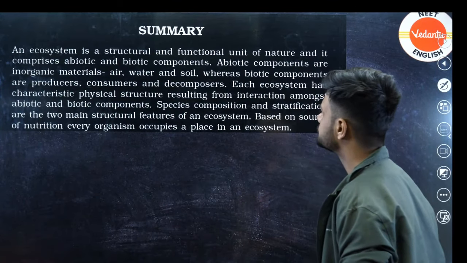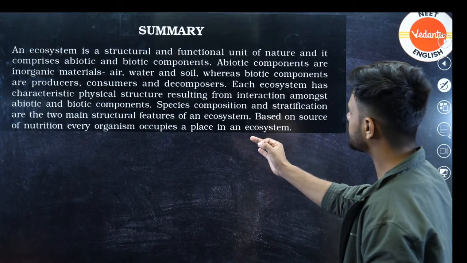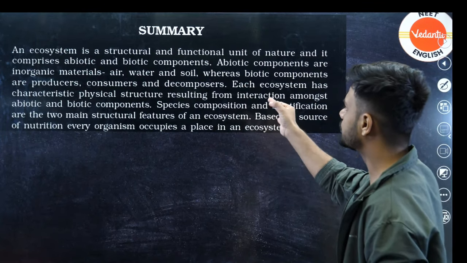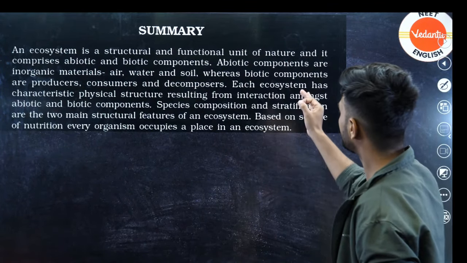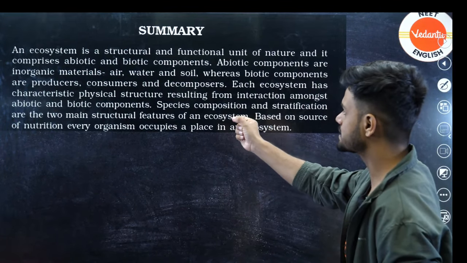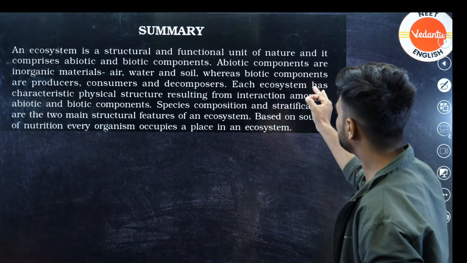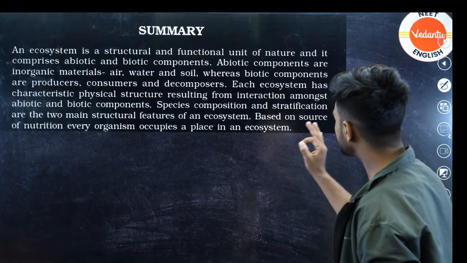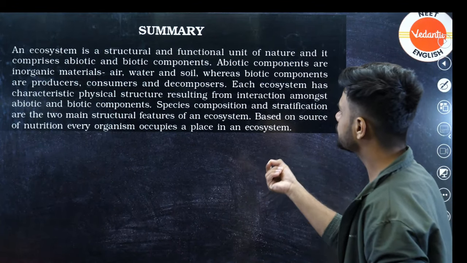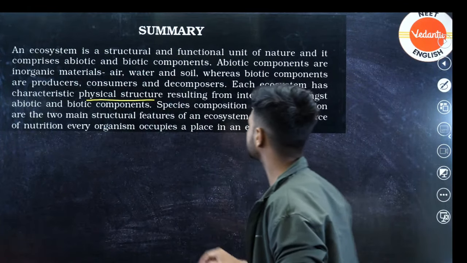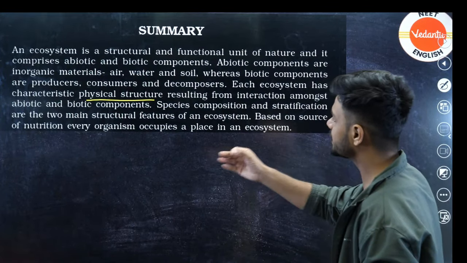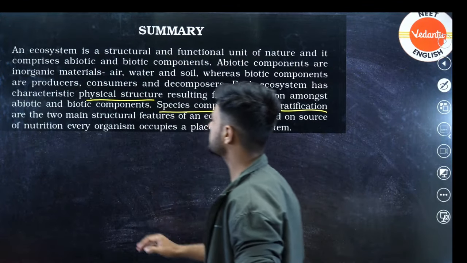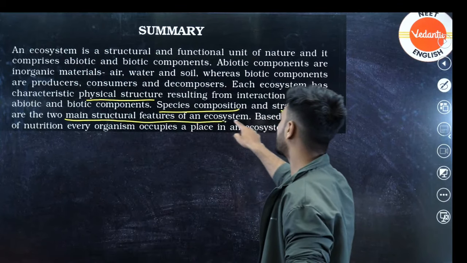Okay, summary. An ecosystem is a structural and functional unit of nature, and it comprises both abiotic and biotic components. We learned that. Abiotic components are inorganic materials, air, water, and soil, whereas biotic components are producers, consumers, and decomposers. Each ecosystem has a characteristic physical structure, I told you about physical structure, remember, resulting from interaction among the biotic and abiotic components. Species composition and stratification are two main structural features of an ecosystem.